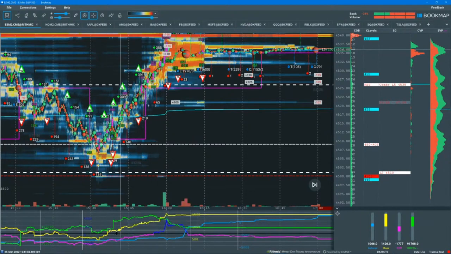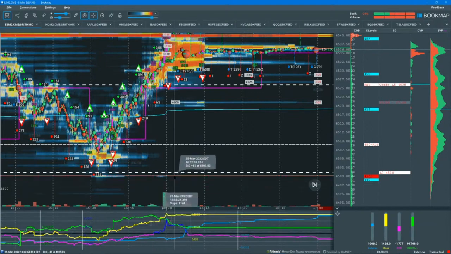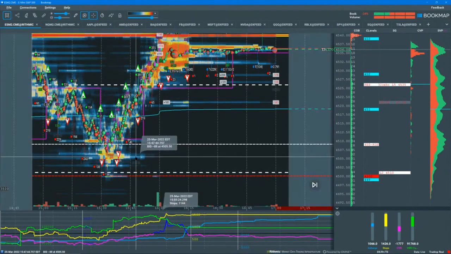CVD is rising, buy stops are firing off. That's all bullish. Yeah, that's a really nice correlation of events there. You've got all sorts of things telling you this, and that was the low, or I'm sorry, that was the low just before the close, it looks like. Yeah, that swing low there.